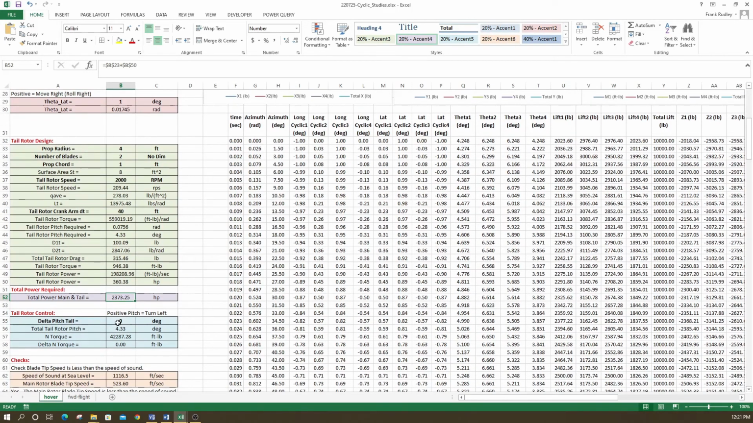I also have a thing in here for tail rotor control. So if I go delta beyond the 4.33, this is to generate a delta torque. If I need directional control to turn the aircraft, this is to see if that's feasible. If I put an extra degree in here, this generates a negative, which allows me to turn. I believe that's clockwise.